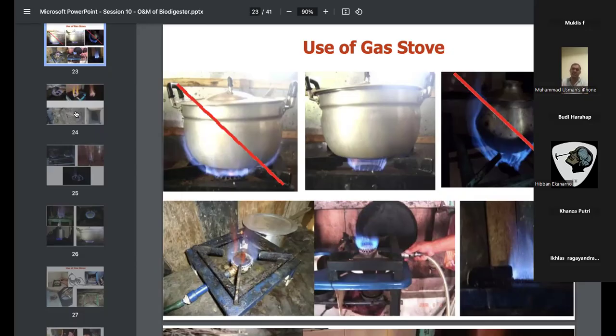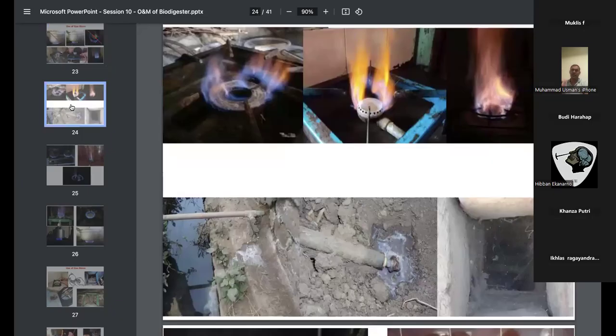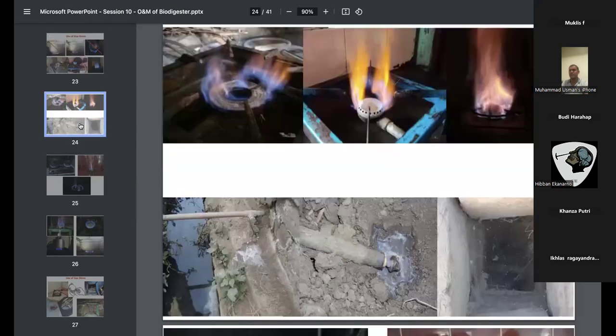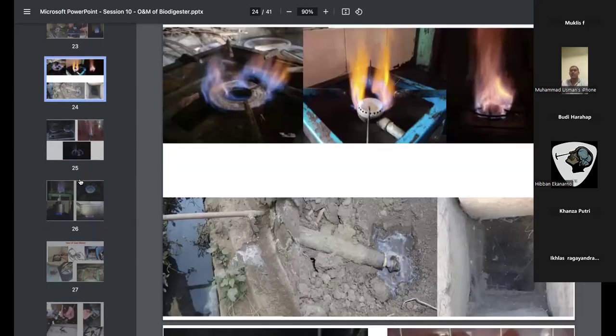or the natural gas stove. If you see the most left hand side picture and the most right hand side picture, the flame is going outside. Why? Because this is a natural gas stove that was being used for biogas, and that's why the flame was not touching the center of the cooking utensil, and they are not getting the proper heat. Next, please.